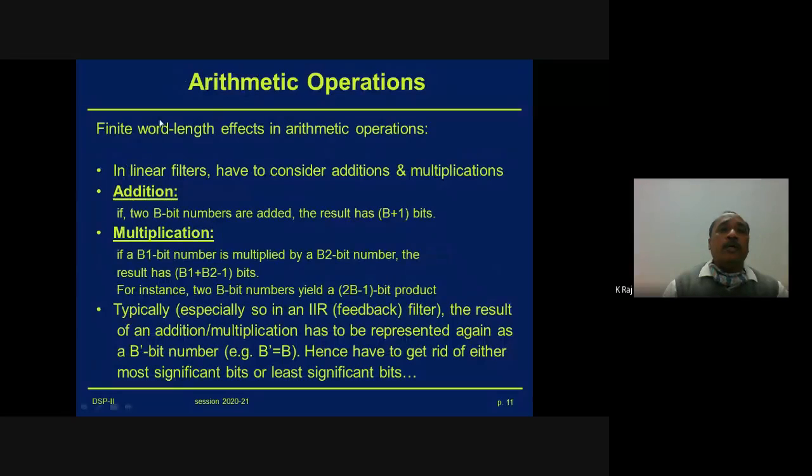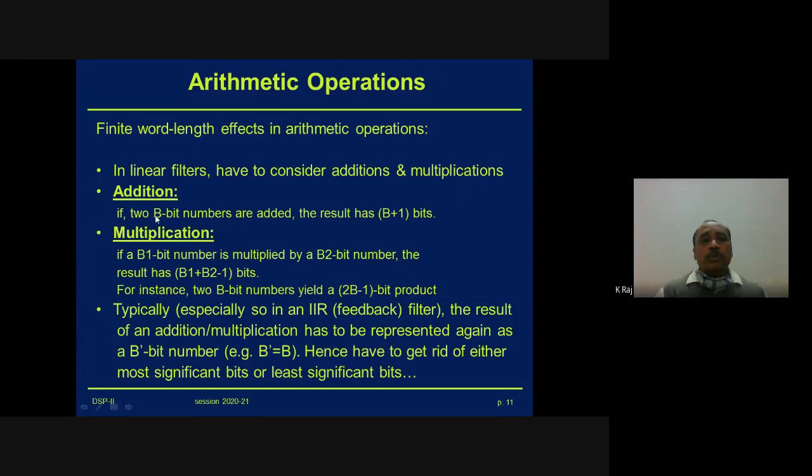Now we have to consider the finite word length effect in arithmetic operations in linear filters, that is addition and multiplication. As we know, any filter equation is represented as the summation of ak multiplied by x of n minus k, plus or minus the summation of bk multiplied by y of n minus k, with the limit of k starting from 0 or 1. So what is happening? Addition and multiplications are taking place.